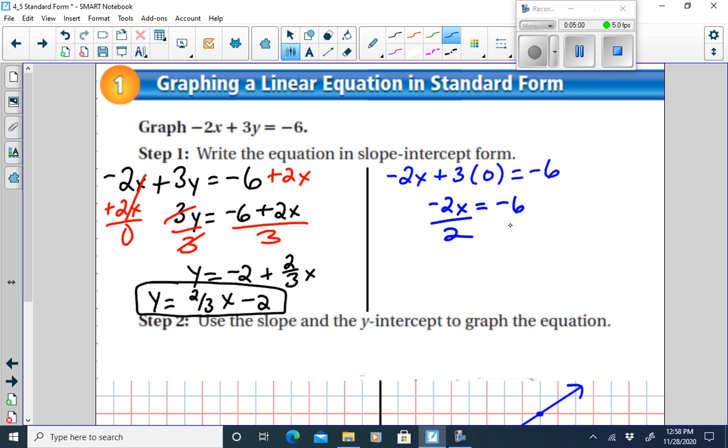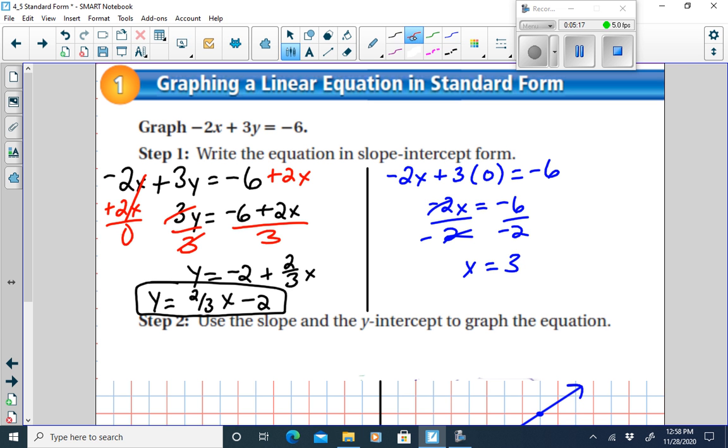Divide both sides by negative 2. They cancel, and we get an x-intercept of, right? Divide both sides by negative 2. We're going to be more careful. That's going to give us an x-intercept of 3.